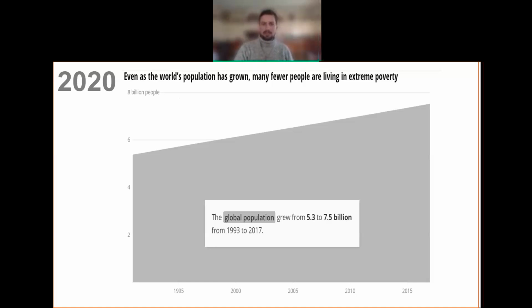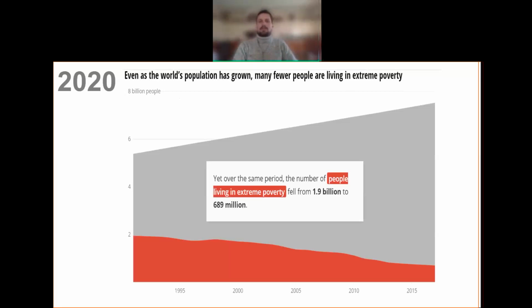And then as you keep scrolling down, you have that information about people living in poverty being displayed, and that is tied as well to specific targeted comments. So yet over the same period, the number of people living in extreme poverty fell from 1.9 billion to 689 million. Okay, so it works really well because as you scroll down, you're able to really tie together a specific visual display to the specific comment that you want the reader to focus on.